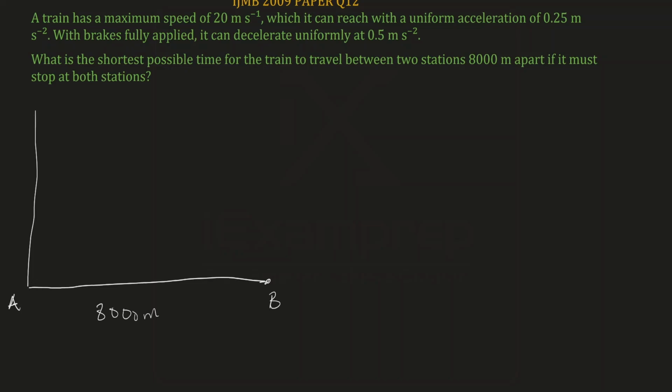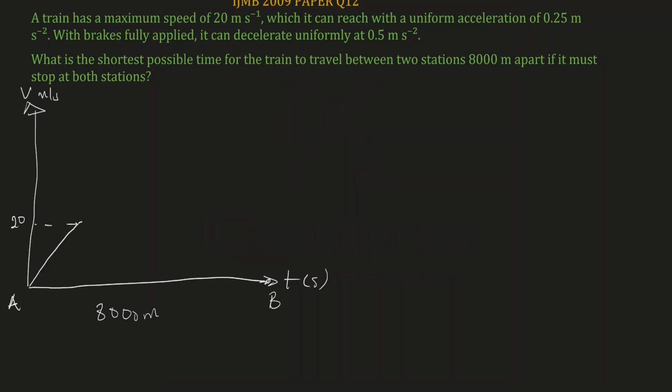Now let's say that it started from rest, obviously, because the question says that it must stop at both stations. So it's accelerating from this point. Let's assume that it's accelerated to its maximum speed, and the maximum speed was given as 20 meters per second. This is a velocity time graph, mind you, so velocity on the y-axis, and time on the x-axis. Now let's say the time was enough. The maximum speed it can have is this.